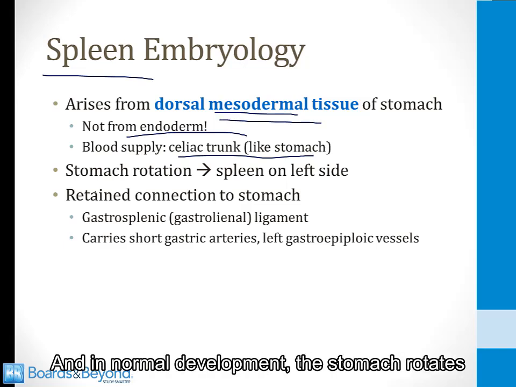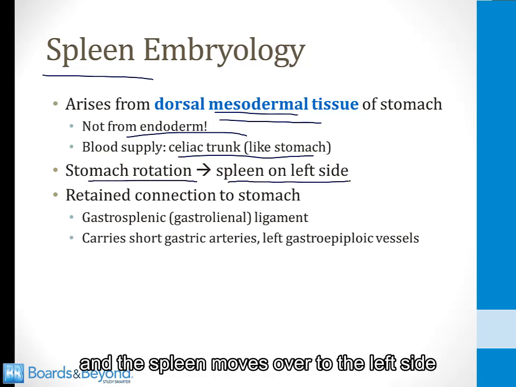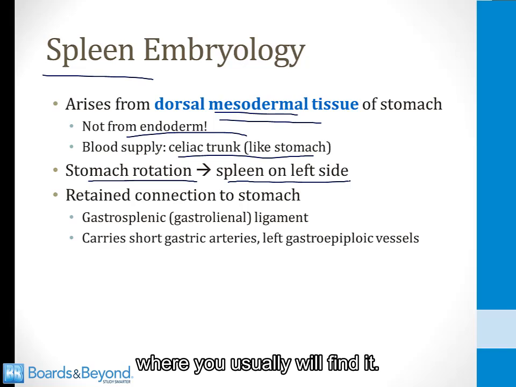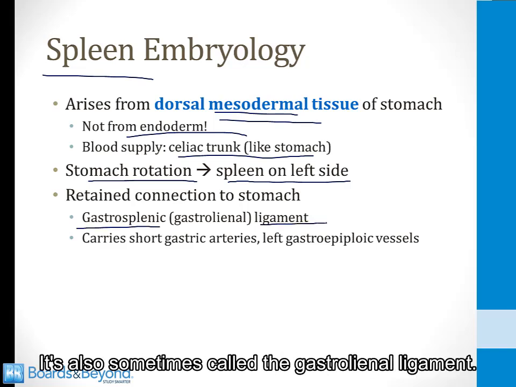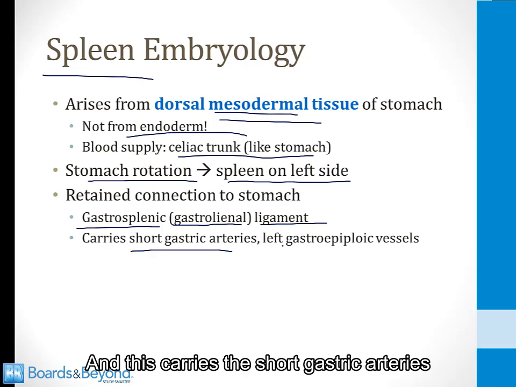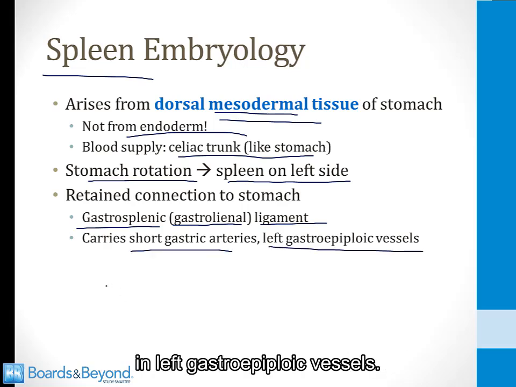And in normal development, the stomach rotates and the spleen moves over to the left side where you usually will find it. It retains a connection to the stomach called the gastrosplenic ligament. It's also sometimes called the gastrolenal ligament, and this carries the short gastric arteries and left gastroepiploic vessels.